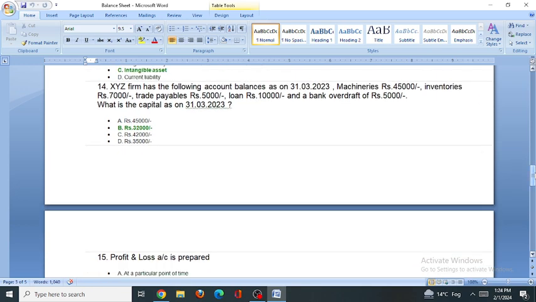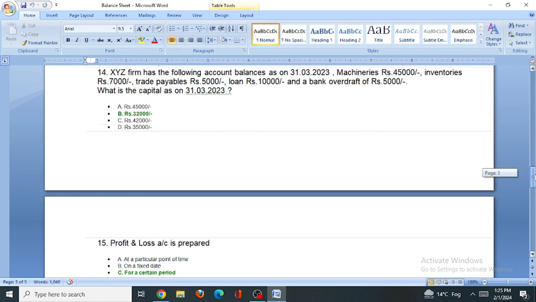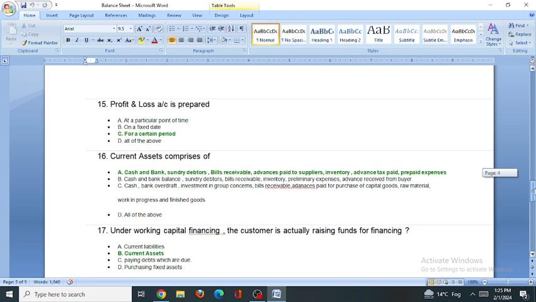This is an example of XYZ firm balances on 31st March 2023. Machinery, inventory, trade payables, loan, bank overdraft, and the capital is 32,000. How is it 32,000? Because if I add the fixed assets, 45,000 and 7,000, it is 52,000, and minus the trade payables, loan and bank overdraft, which is equivalent to 20,000. So 52,000 minus 20,000 is 32,000. So this is the net asset approach, what we call the calculation.